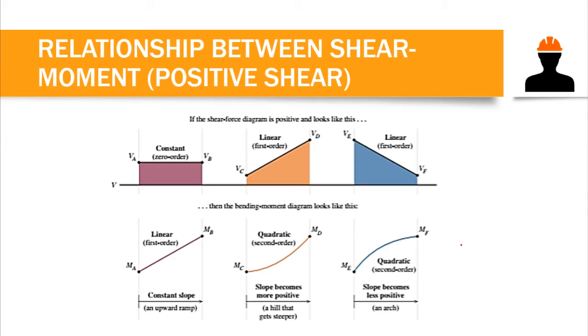Now we have the relationship between shear and moment if we have positive shear. I have discussed it already in my previous videos. If our shear diagram is zero order, that is constant, then our moment diagram should be linear, upward with a constant slope. For a linear shear diagram, which is first order, our moment diagram is second order. If our shear diagram is increasing, our moment diagram should have a smiling curvature. For a decreasing shear diagram in the first order, our moment diagram has a frowning curvature and is second order. If our load diagram is triangular, first order, then our shear diagram should be second order, and our moment diagram third order.